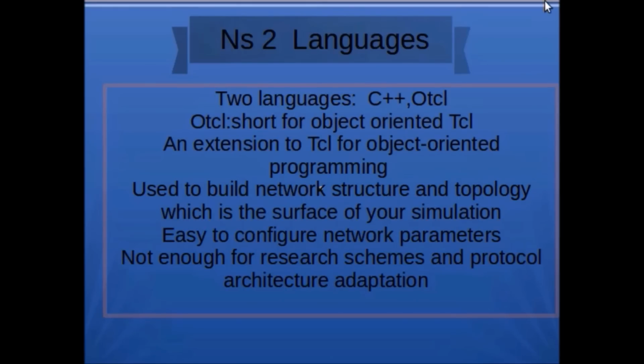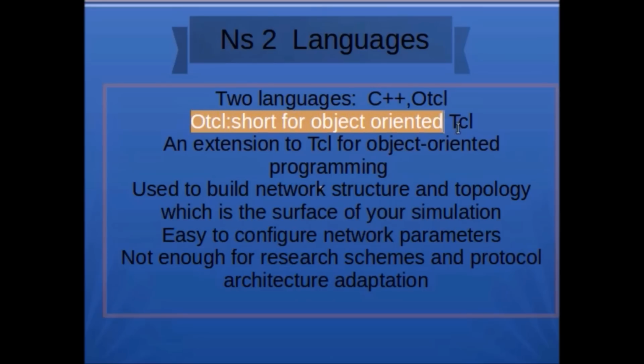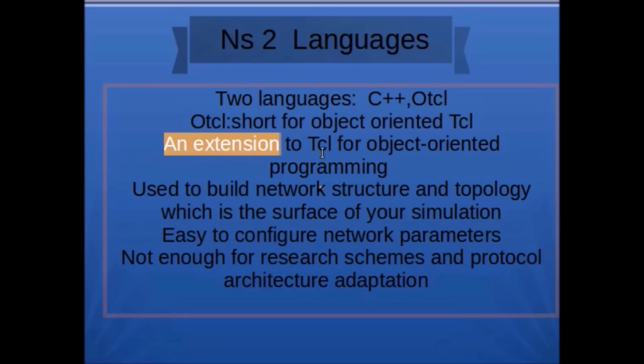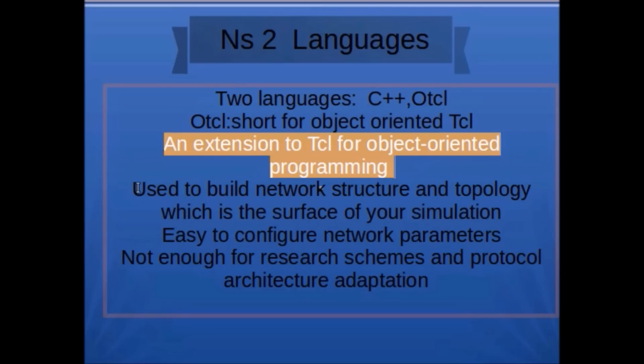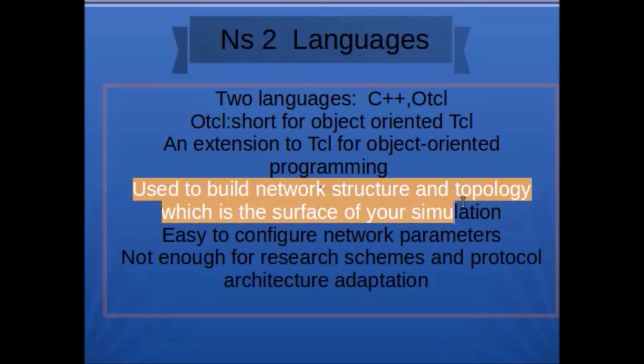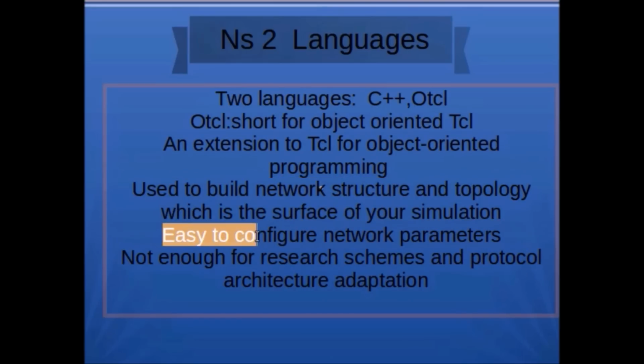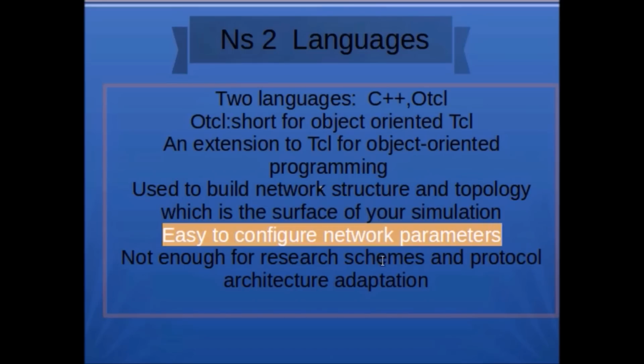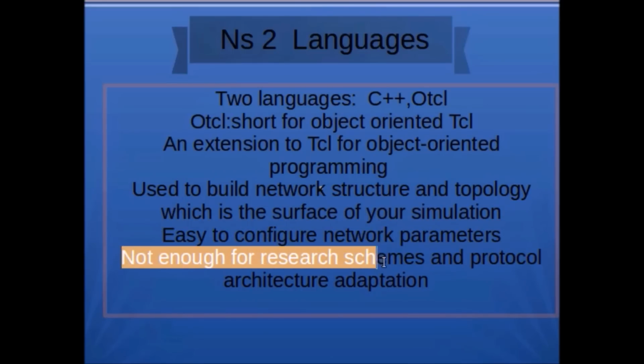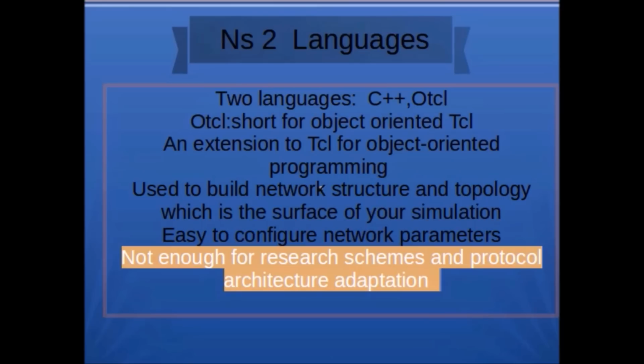Next, we'll see the languages that are used in NS2. NS2 uses two languages, that is C++ and OTCL. First, we'll talk about OTCL. OTCL stands for Object-Oriented TCL. It's an extension to TCL for Object-Oriented Programming. It is used to build network structure and topology, which is the surface of your simulation. It's easy to configure network parameters with the help of OTCL, but it is not enough for research schemes and protocol architecture adaptation, because of which the other language C++ is used.